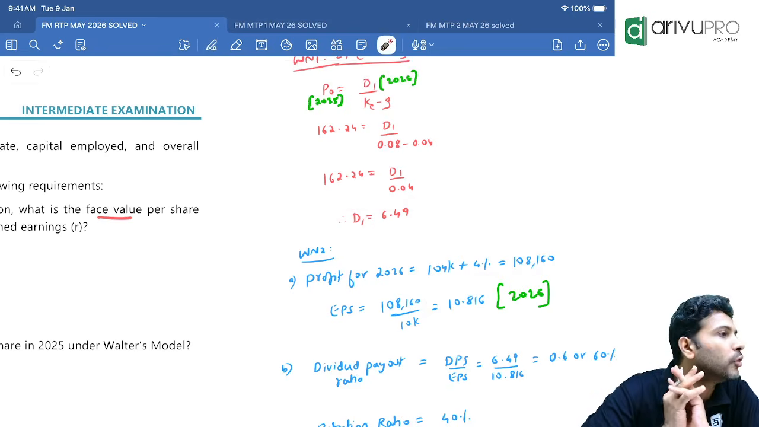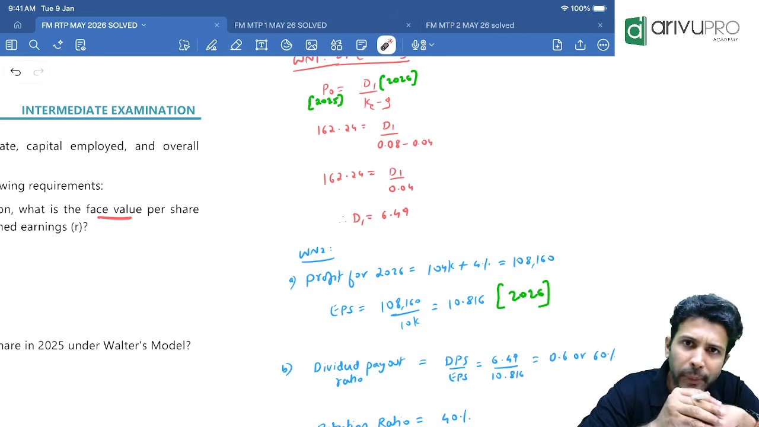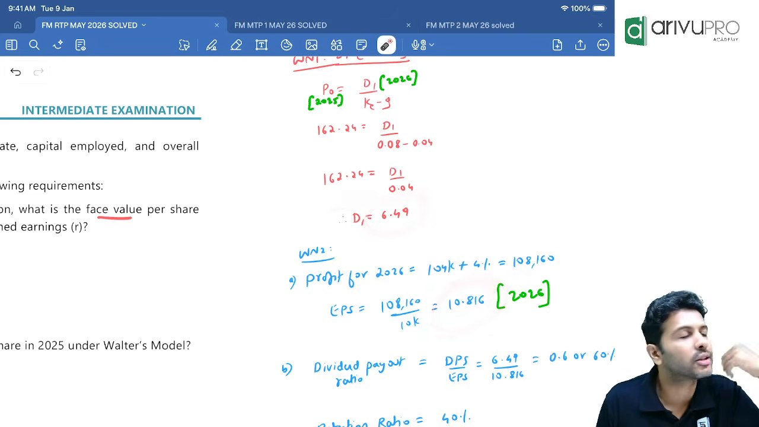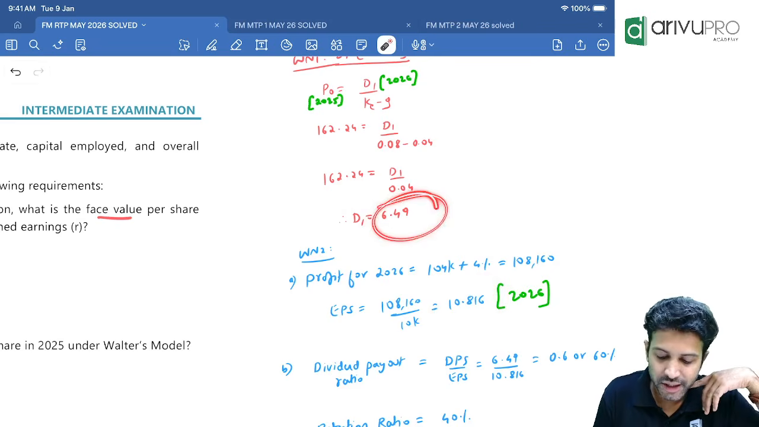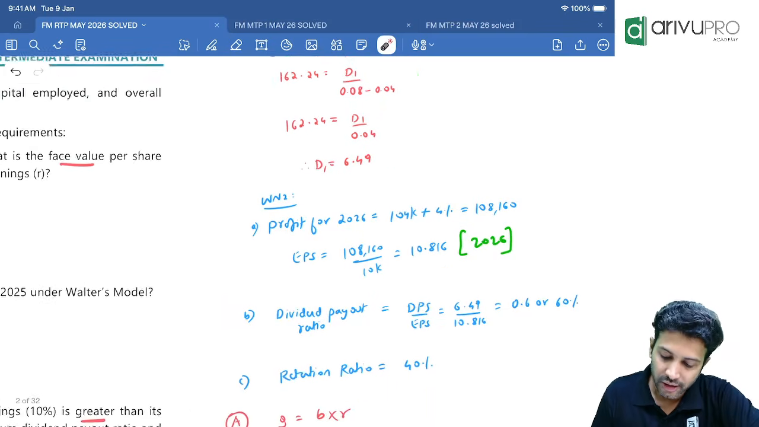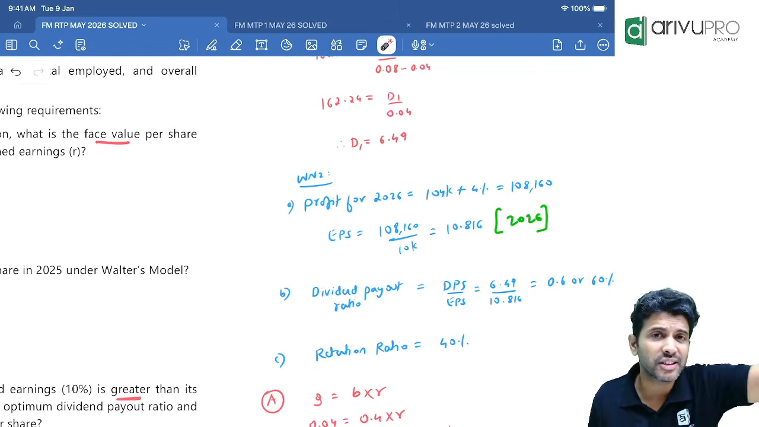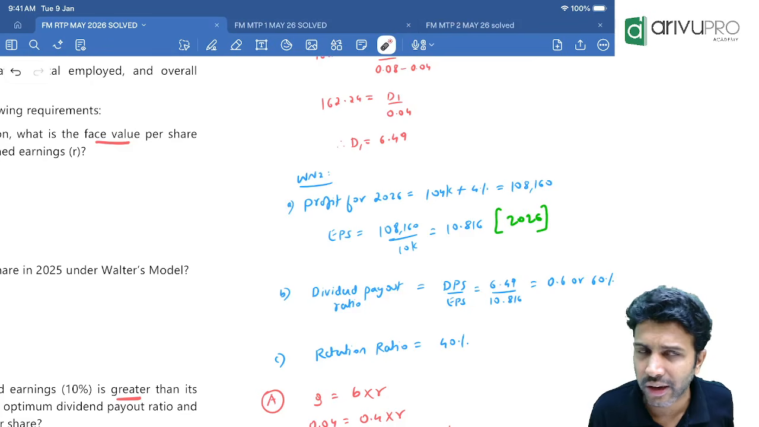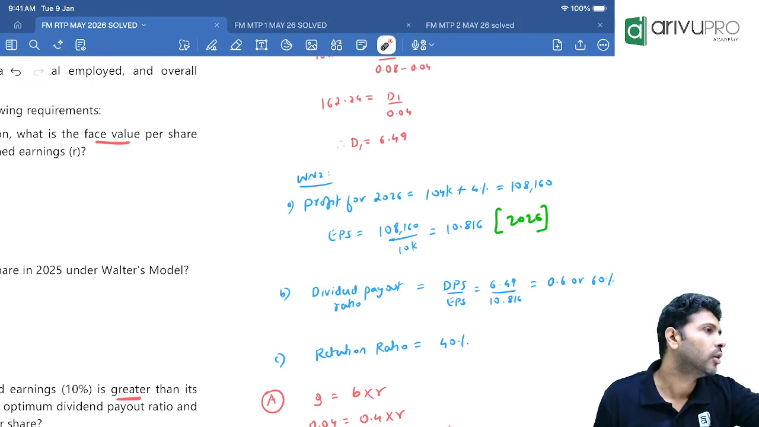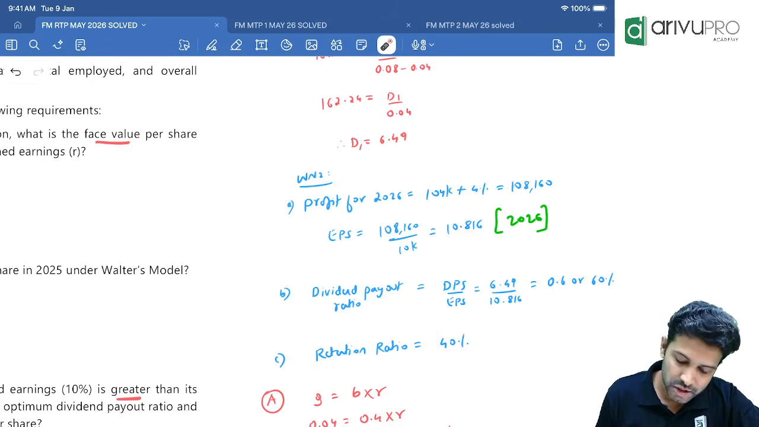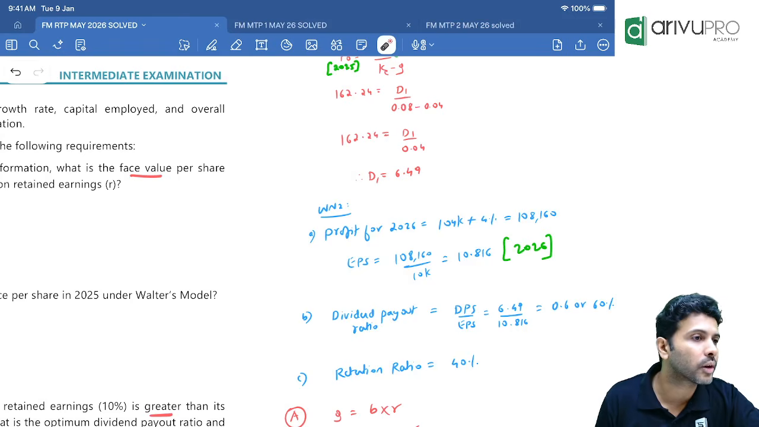Any problem or so far good? Now can we find the dividend payout ratio? How? DPS divided by EPS. Do that. Dividend per share divided by earnings per share. How much are you getting? 60%, or 0.6. That means what is the retention ratio? If you are distributing 60% of earnings as dividend, how much are you retaining? 40%. So b is 40%. Got it?